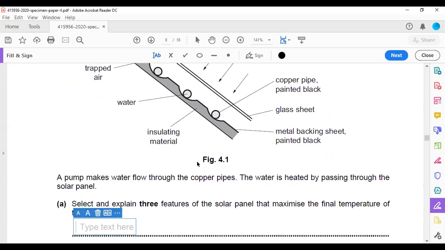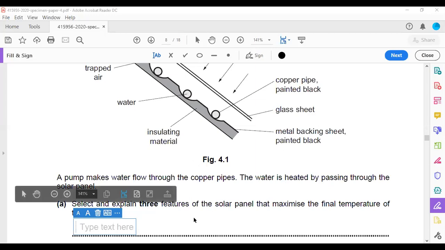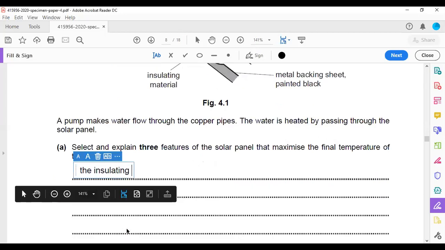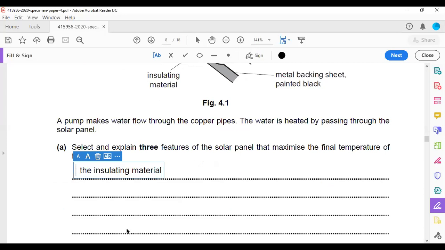So they are asking us to state 3 features of the solar water heater that maximize the final temperature of the water. Good. The first one we're talking about is the insulating material. Why do we use an insulating material? What will the insulating material do? What do you think the insulating material will do?